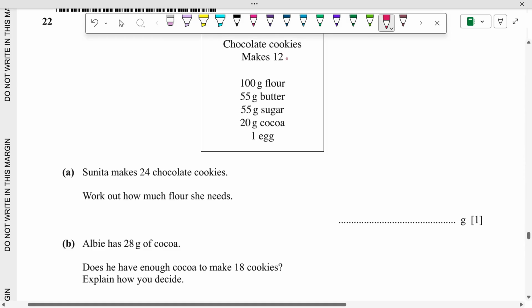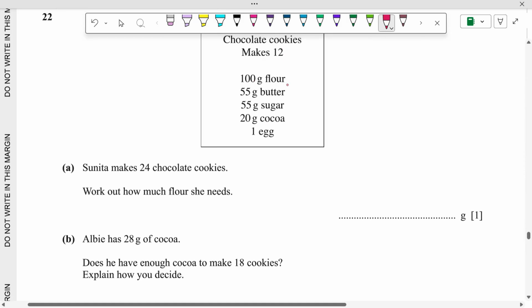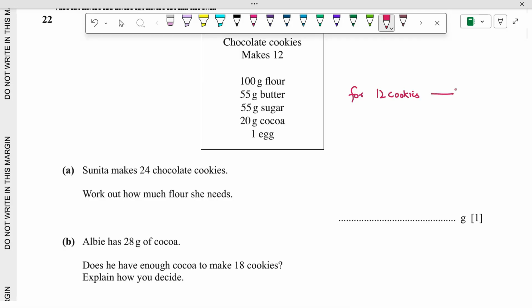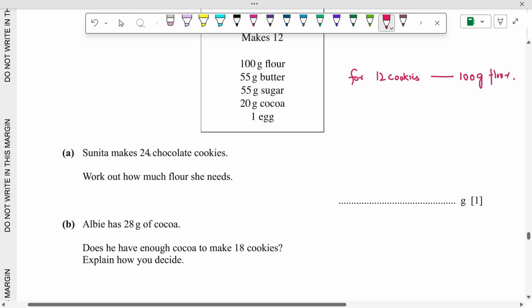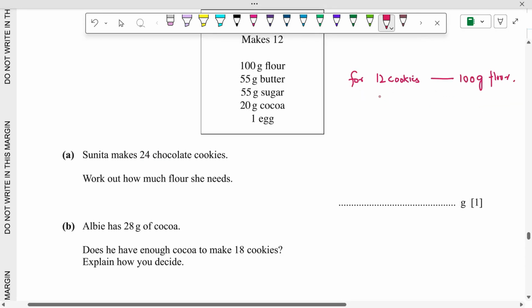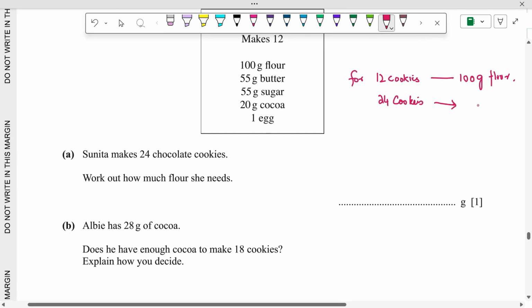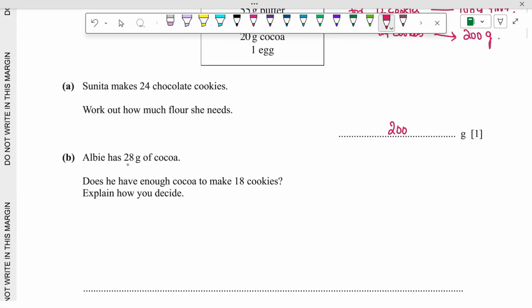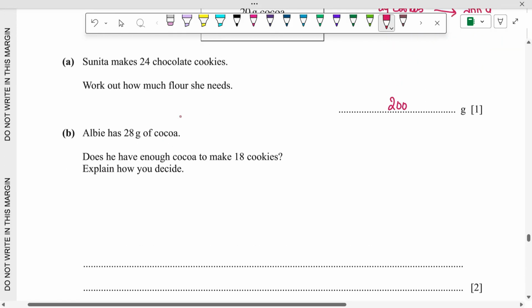For 12 cookies, 100 gram of flour is needed. So Sonita makes 24 cookies. So it has double the cookies. So flour will be double. So it will be 200 gram. So 200.